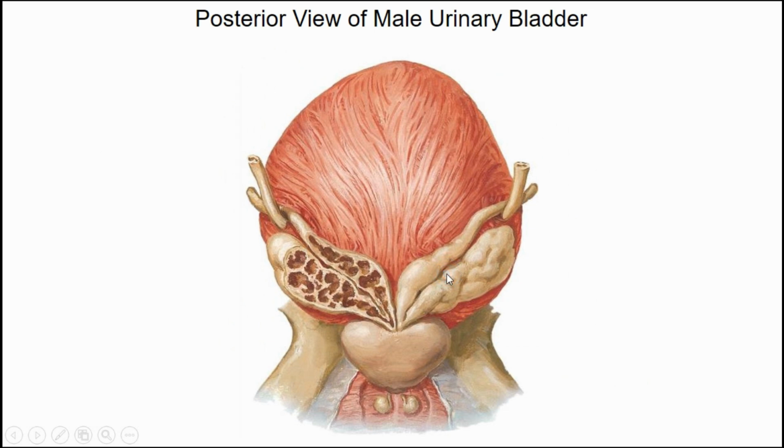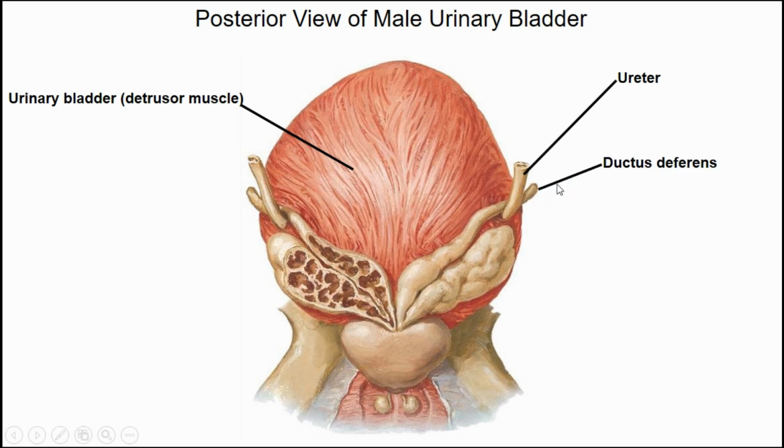Let's take a view from the posterior side, and now we can see that the ureter and ductus deferens are running very close to each other. The ductus deferens is just running superior to it as it enters the bladder, piercing that smooth muscle of the bladder itself, the detrusor. And then the ductus deferens, or vas deferens, will balloon out a little bit into its ampulla.